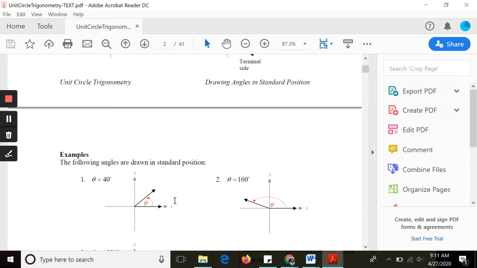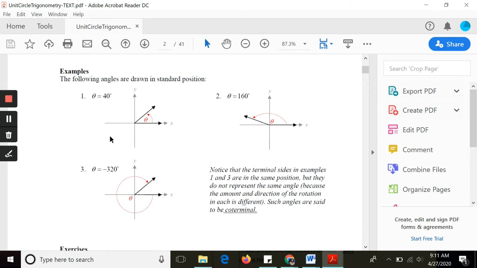Now, for example, if you have to draw the angle theta equal to 40 degrees, it will be like this. Theta 160 degrees will be in the second quadrant. Theta 40 degrees is in the first quadrant and is an acute angle. Acute angle means the value of the angle is between 0 and 90.